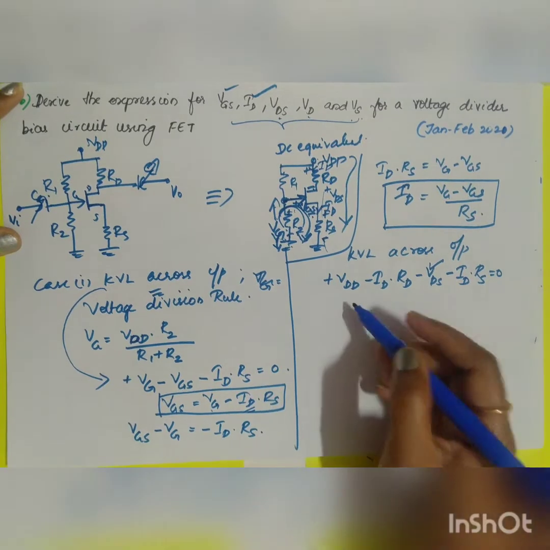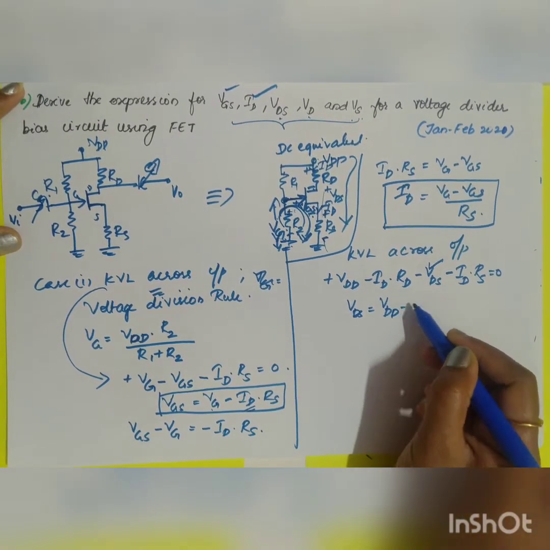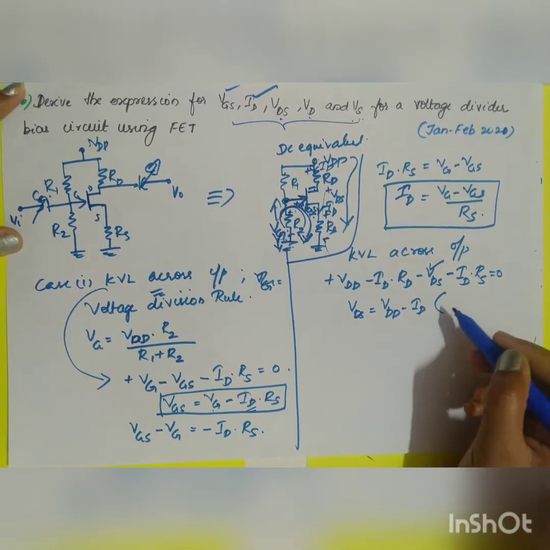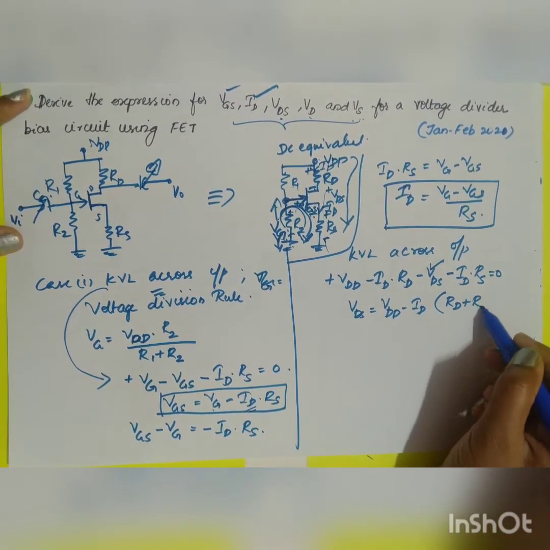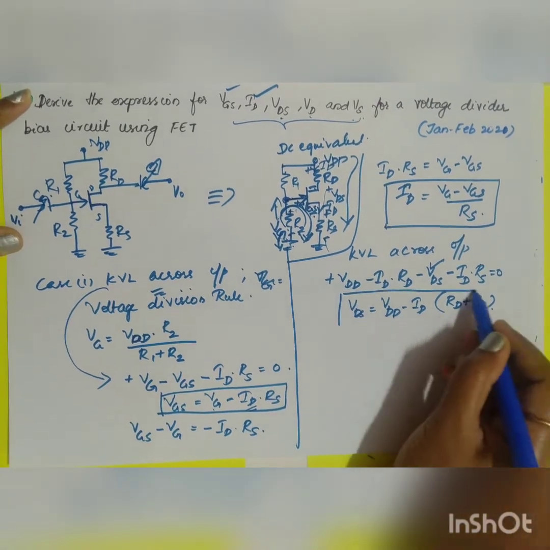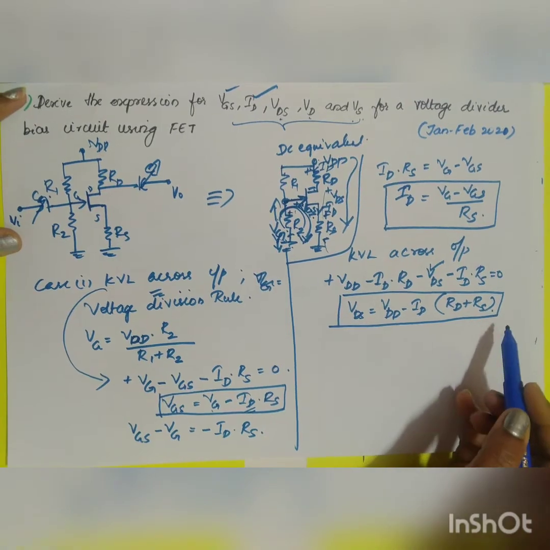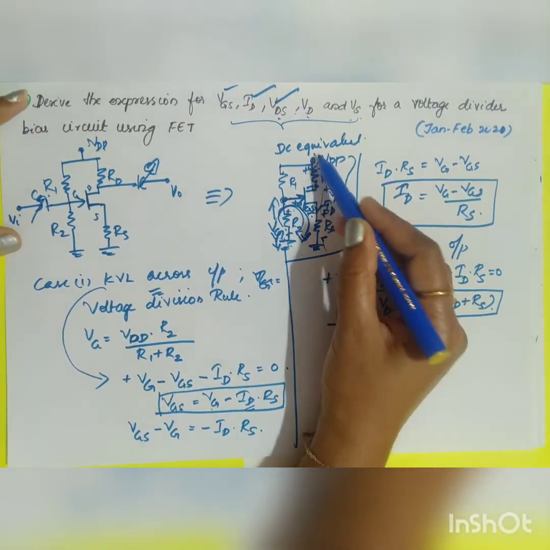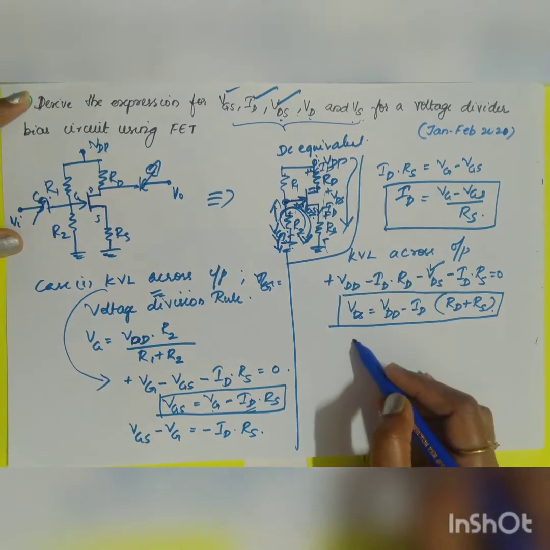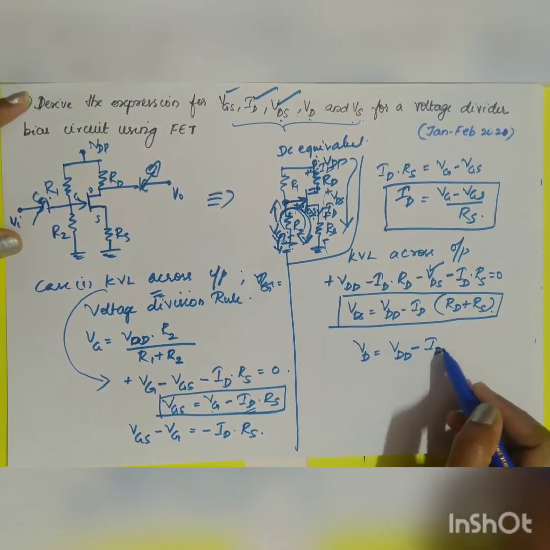You have to find out VDS. So what will be your VDS? VDS will be equal to VDD minus ID, taking it as common, RD plus RS. So VDS is equal to VDD minus ID into RD plus RS. This is your VDS. Now what will be your VD? VD will be equal to VDD minus ID into RD.